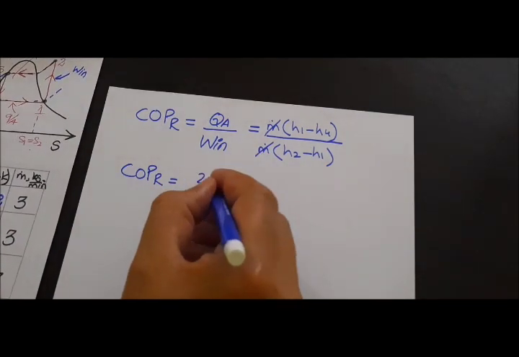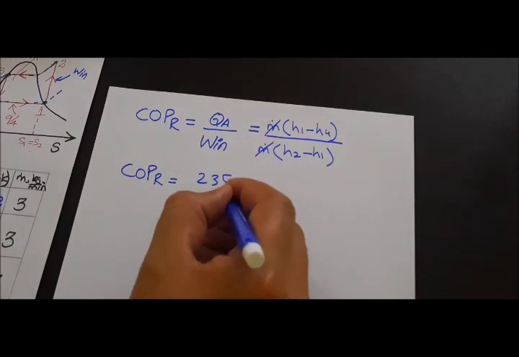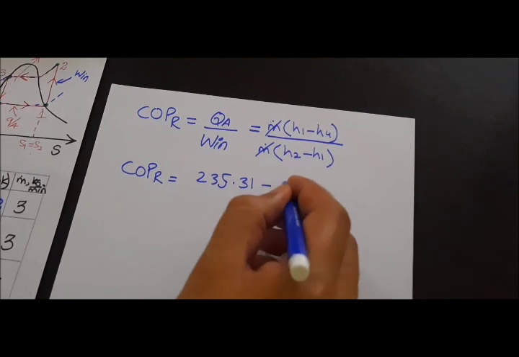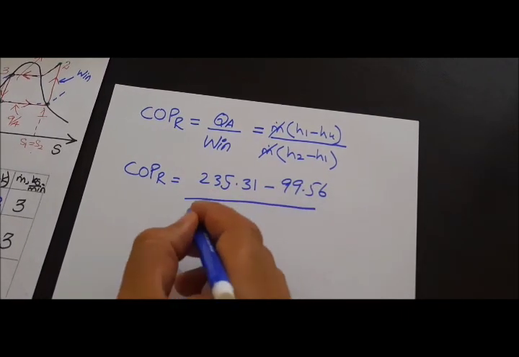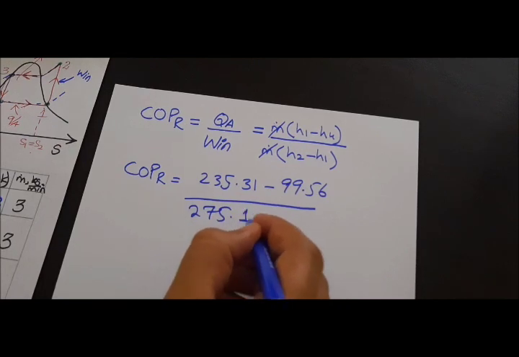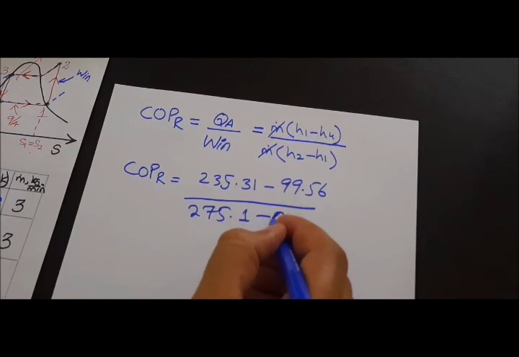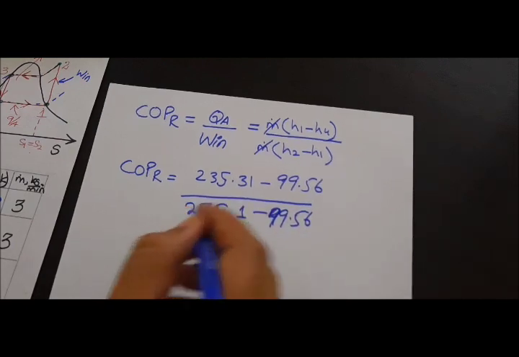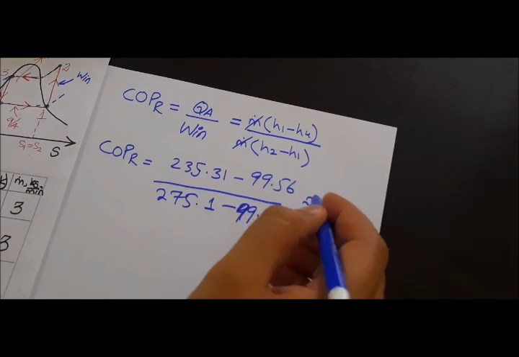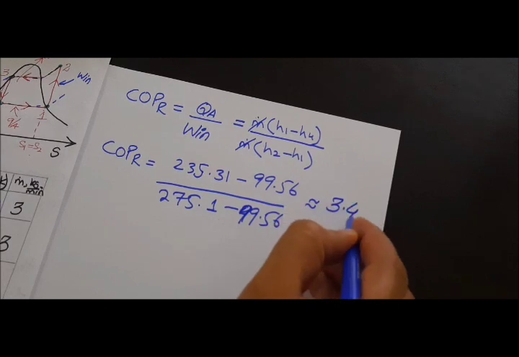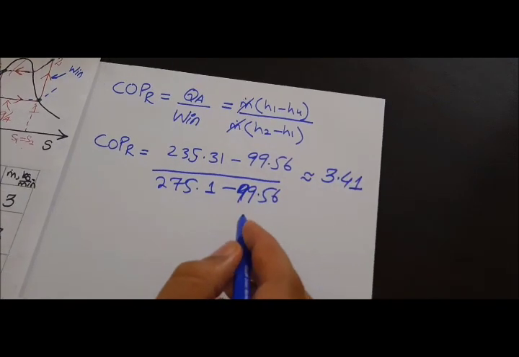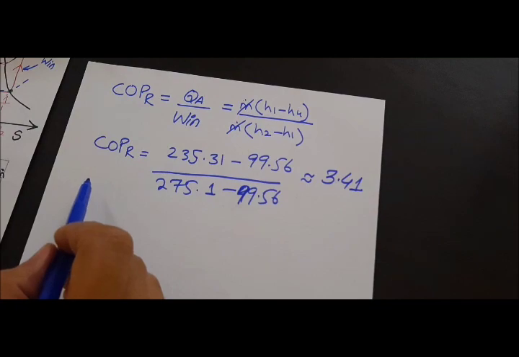So it is 235.31 minus 99.56, divided by H2, which is 275.1, minus again H1, which is 99.56, and you will get the approximate value of 3.41. So this was the COP of refrigeration.